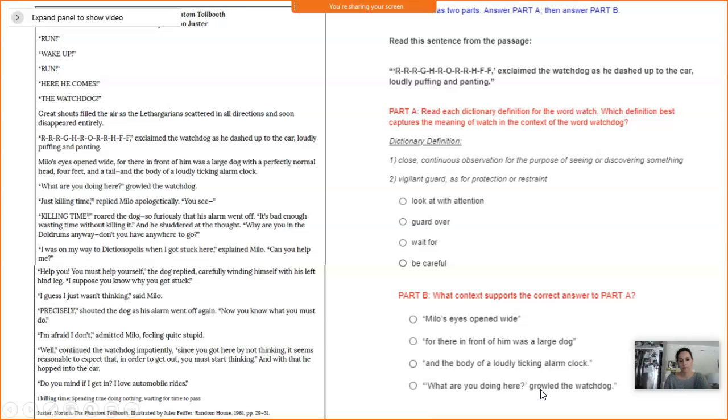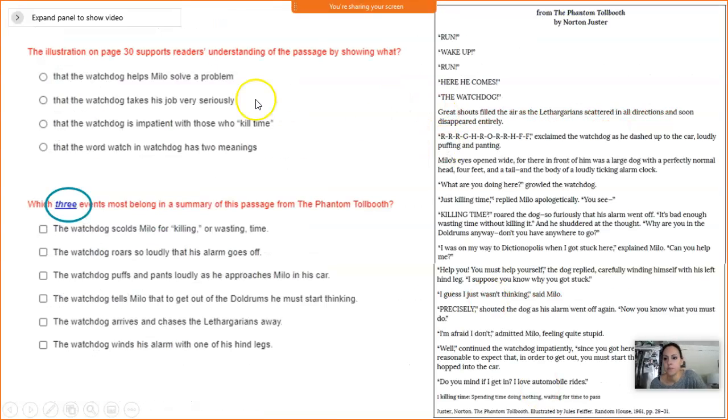"Growled the watchdog." Then, this is the second two questions. The illustration on page 30 supports readers' understanding of the passage by showing what? The watchdog helps Milo solve a problem, the watchdog takes his job very seriously, the watchdog is impatient with those who kill time, or the word watch in watchdog has two meanings.